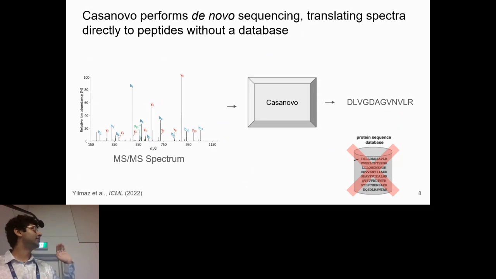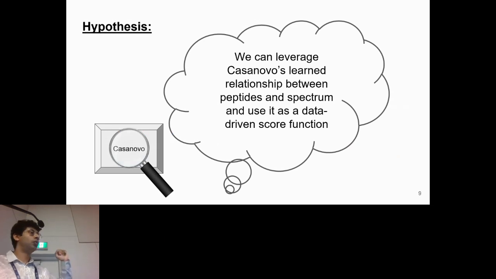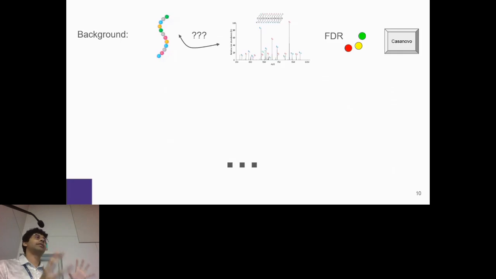So the idea behind Casanovo is that despite it not being explicitly trained on scoring peptide and spectrum, it has an understanding within itself, understanding in a very loose term, of the relationship between spectra and peptides, right? So our hypothesis is that we can look inside Casanovo, pick it apart, query it, and leverage its learned relationship between peptides and spectrum and use that as a data-driven score function. So it's pretty interesting, applying a de novo tool to a database search setting. So yeah, that should be all the background that's necessary for this.